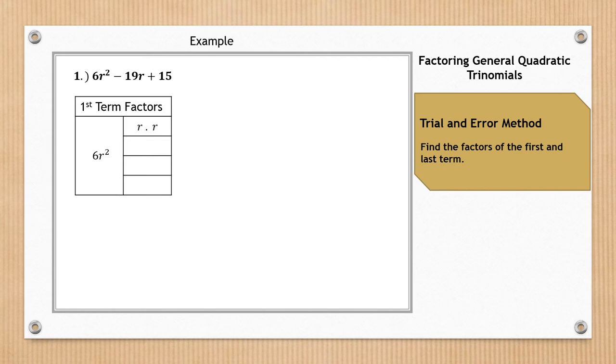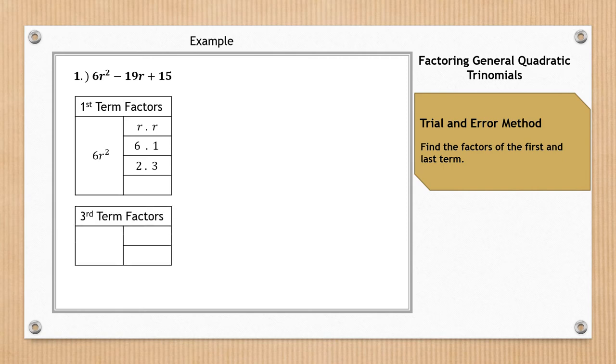So, you have r times r. Kanina, class, walang coefficient yung first term mo. This time, meron 6. So, you find the factors of 6. So, you have 6 times 1. Another factor of 6, 2 times 3. Again, all the possible factors na pwede or na alam nyo, isulat nyo, class. Kasi lahat yan, itatry natin. Trial and error nga, di ba?